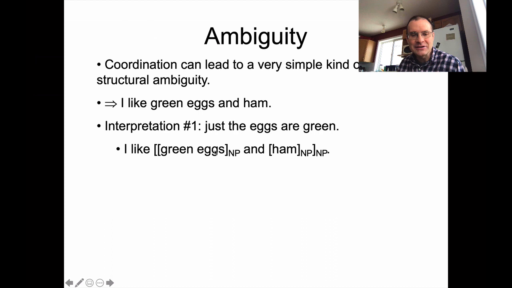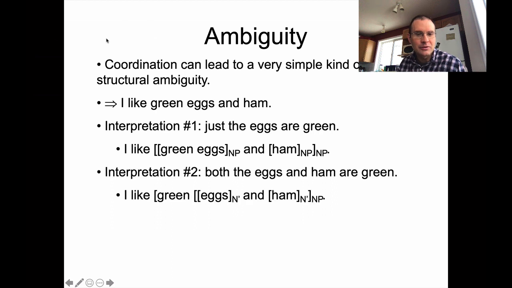So you can say I like green eggs and ham, where according to this bracketing notation, the green just attaches to the eggs here, but not the ham. So the ham is not green, which is probably good, but I think Dr. Seuss would prefer that it was. And then the other interpretation has that option in it. So I like green eggs and ham, where both the eggs and ham would be green.